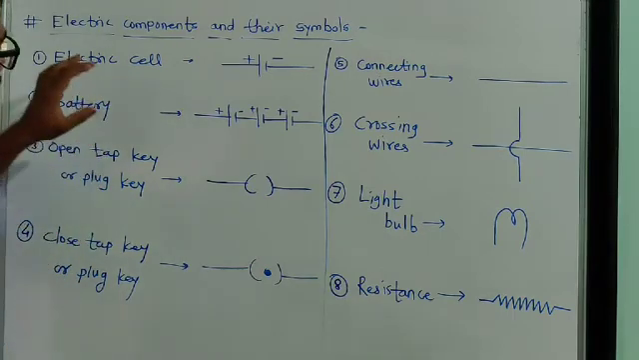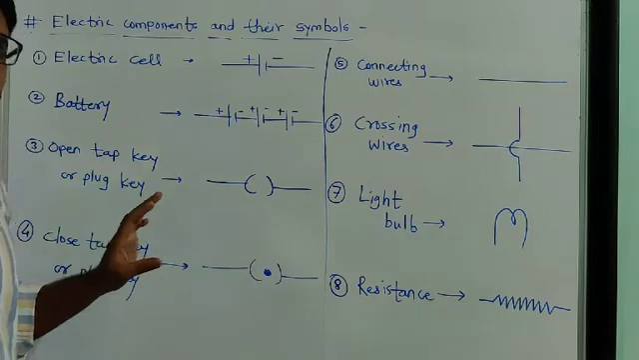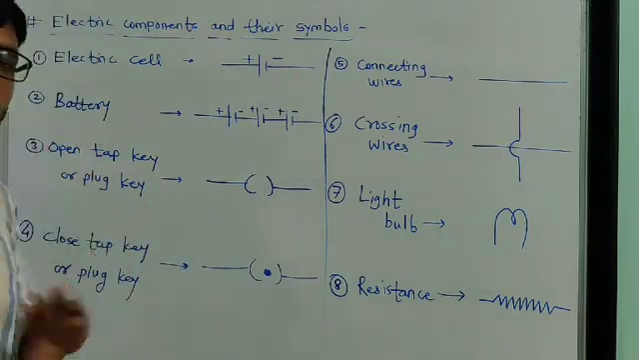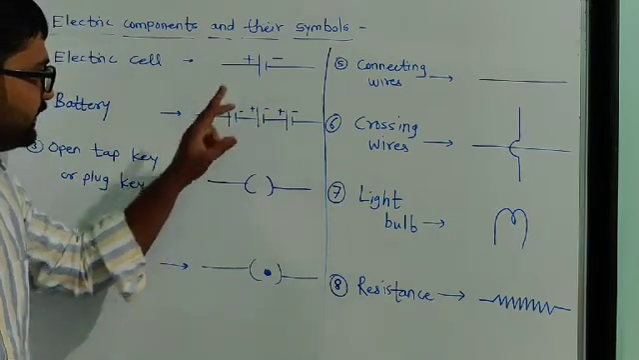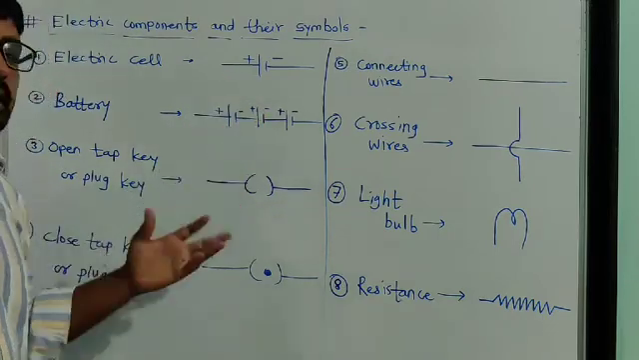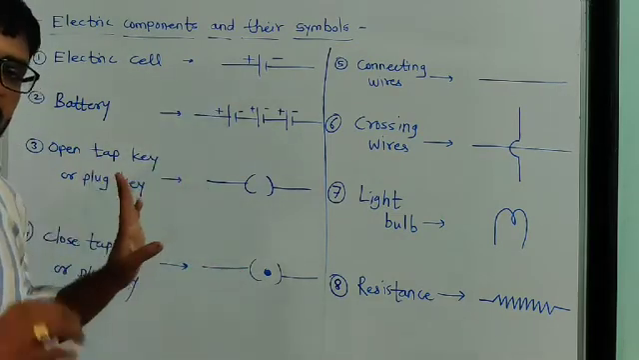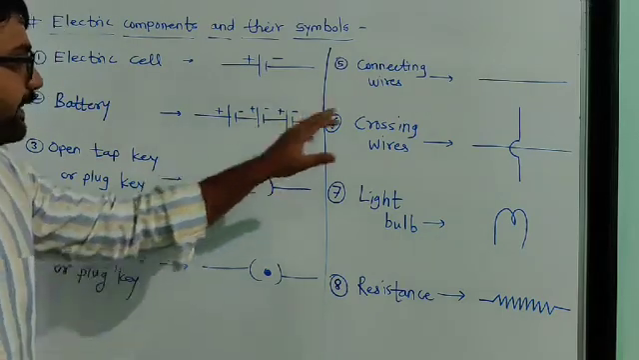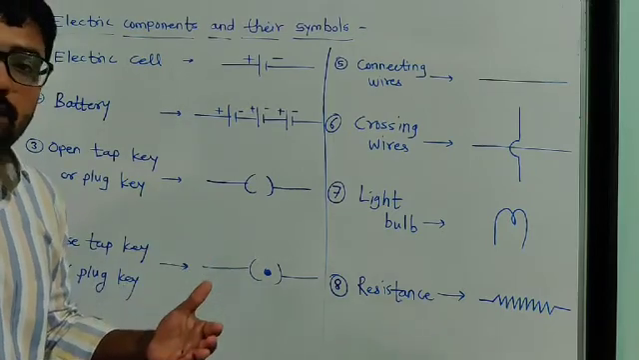Okay. So these are the first two components that we must use in an electric circuit. Without them, we cannot run any electric circuit. This is an electric cell and this is a battery. An electric battery is nothing but a combination of electric cells. So electric batteries are generally used to provide a higher potential difference.